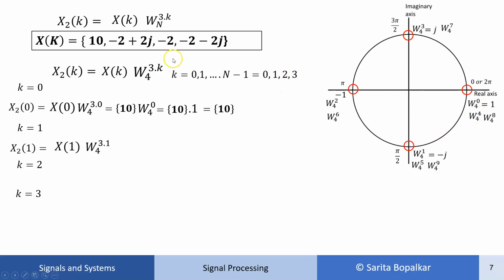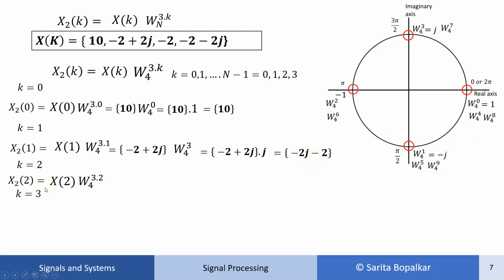K is equal to 1. Put k is equal to 1 here. X2 of 1 is X of 1 W4 to the power 3 into 1. So W4 3, and X of 1 is this one. W4 3 is j. So this becomes X2 of 1 equals minus 2j minus 2.